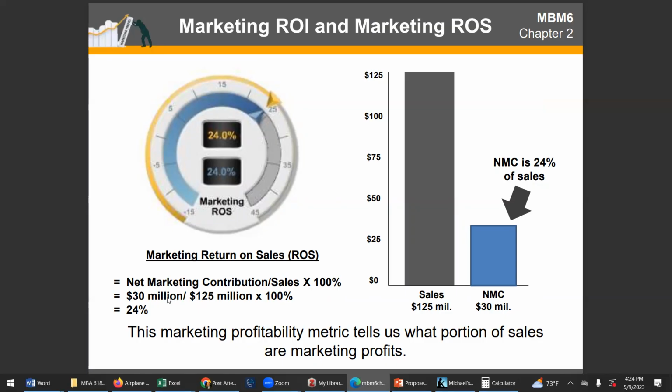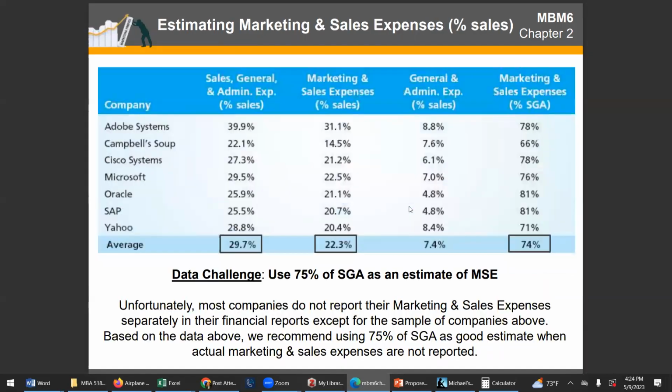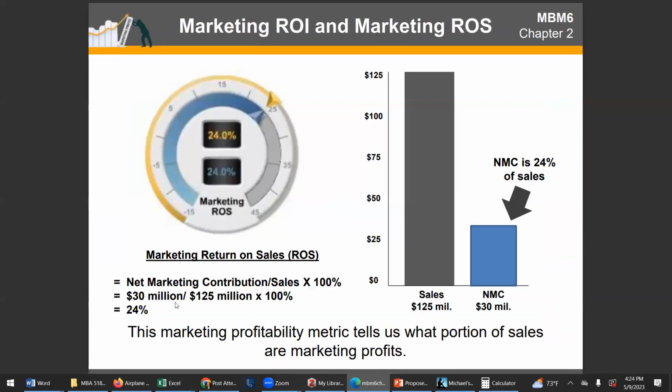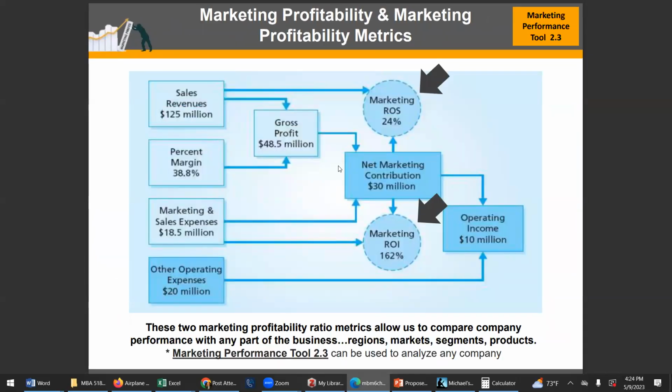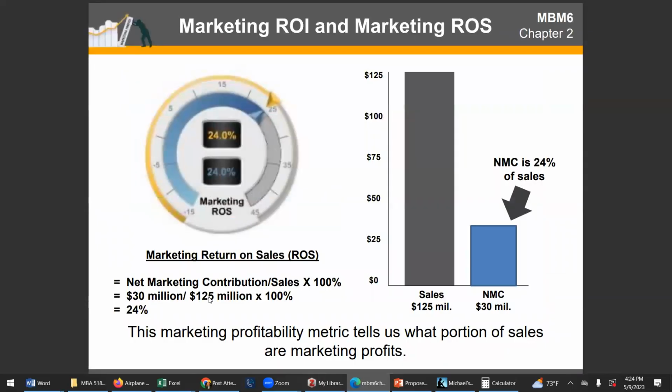We took 30 million, which is from this net marketing contribution that in this hypothetical example was broken out. If you don't have it broken out, you could use 75% of SG&A as an estimate. 30 million in this hypothetical divided by 125, which is the total sales revenue. 30 divided by 125 times 100 is 24%. So that gives us our return on sales number.